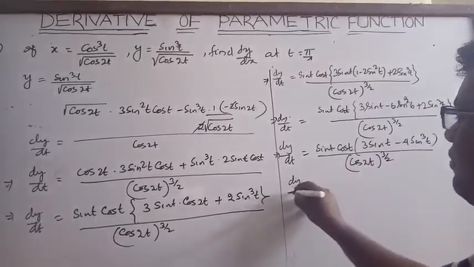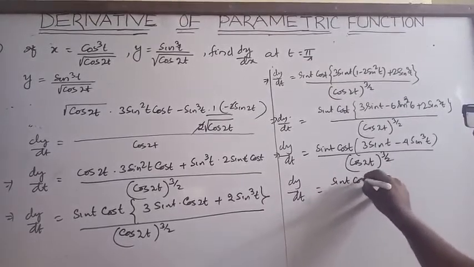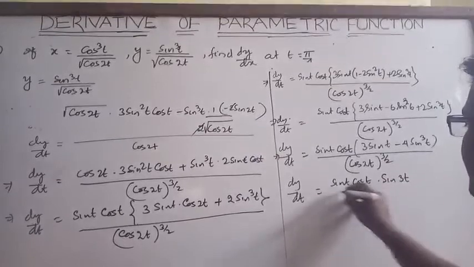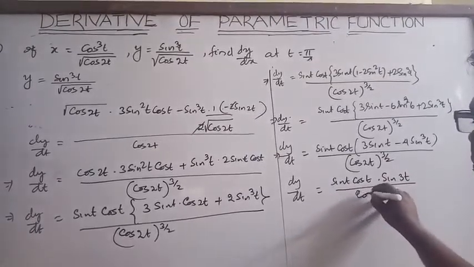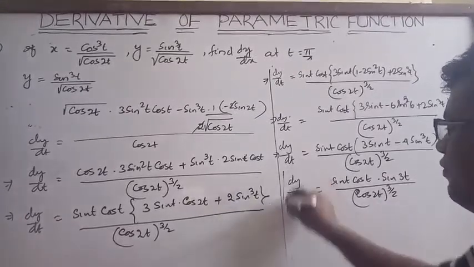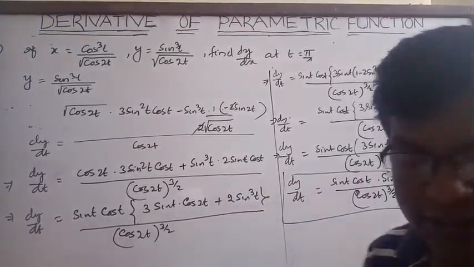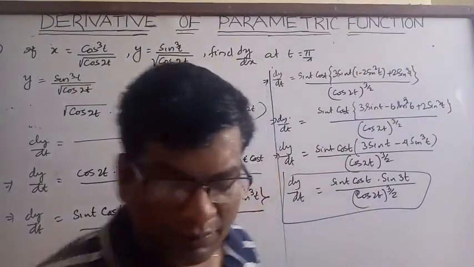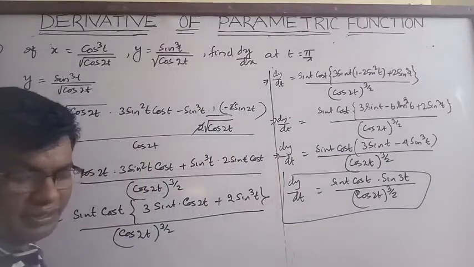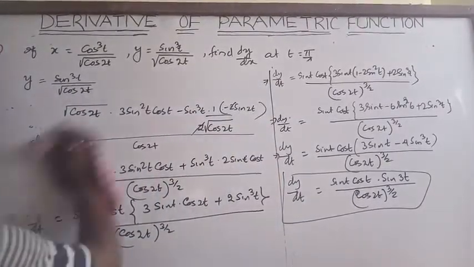Now dy by dt is equal to sin t into cos t into sin 3t divided by cos 2t power 3 by 2. This is the value of dy by dt. Now dy by ds is equal to what?